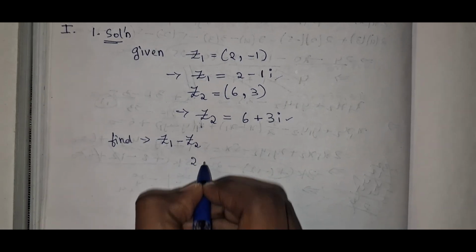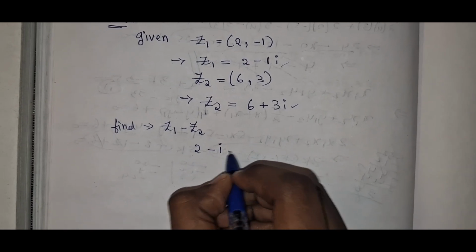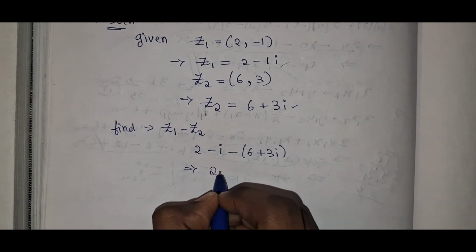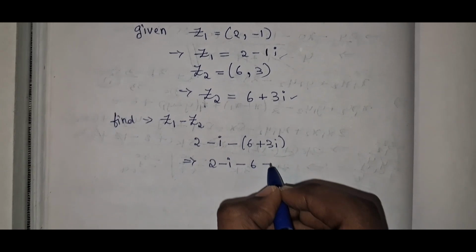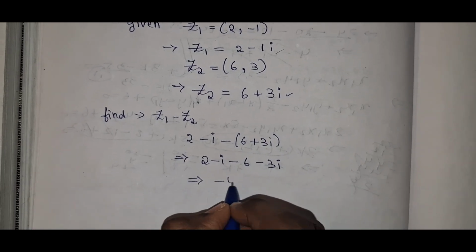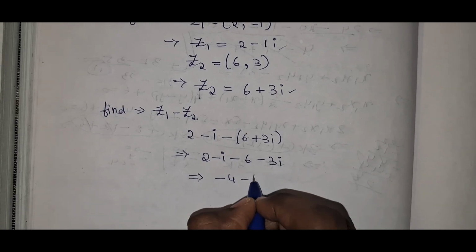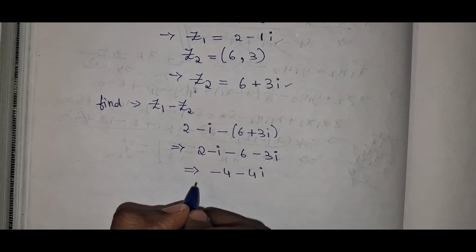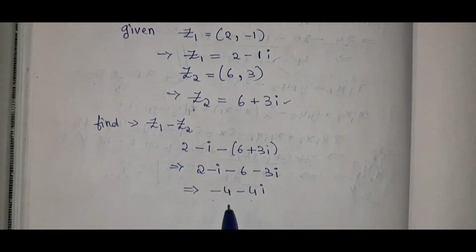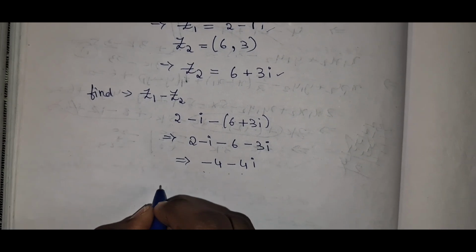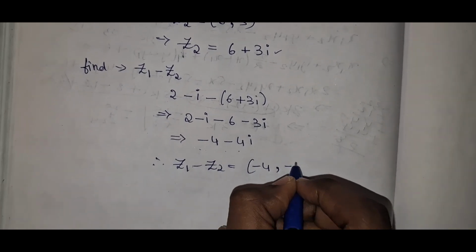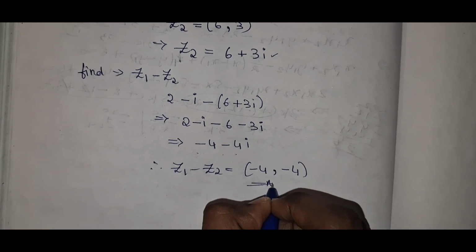Z1 minus Z2, so (2 minus i) minus (6 plus 3i), which is equal to 2 minus i minus 6 minus 3i, since minus of plus is minus. Subtracting, we get minus 4 minus 4i. So this is Z1 minus Z2. As the question was given in the form of points, we will write the answer in the form of points only. Therefore Z1 minus Z2 is (-4, -4). This is the answer.